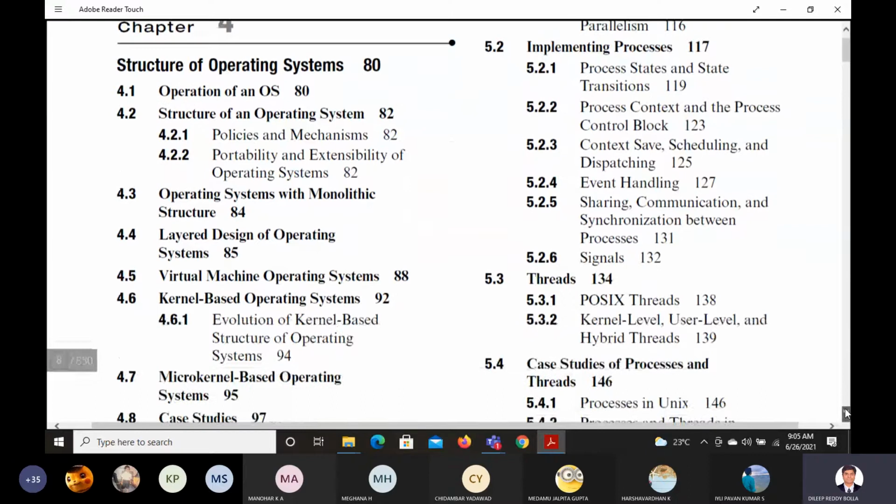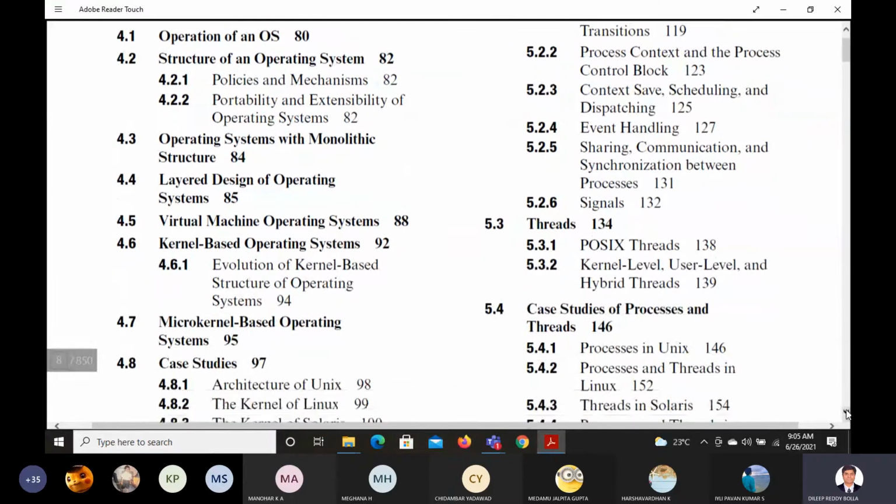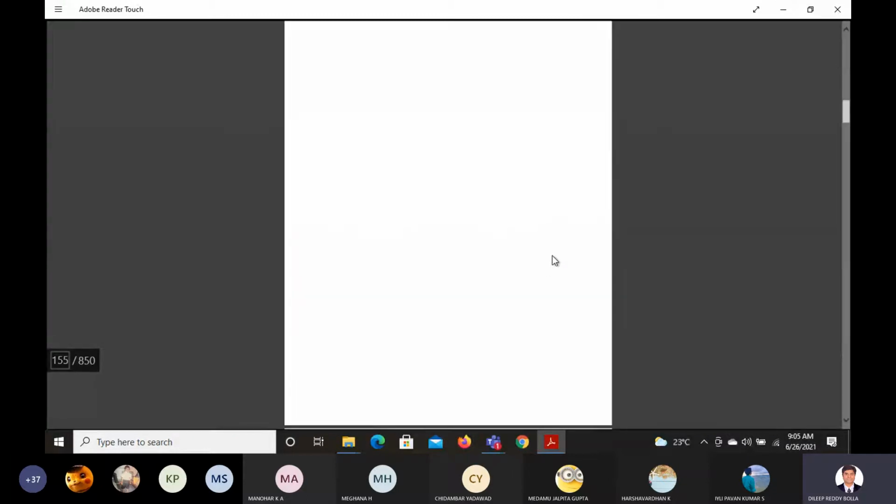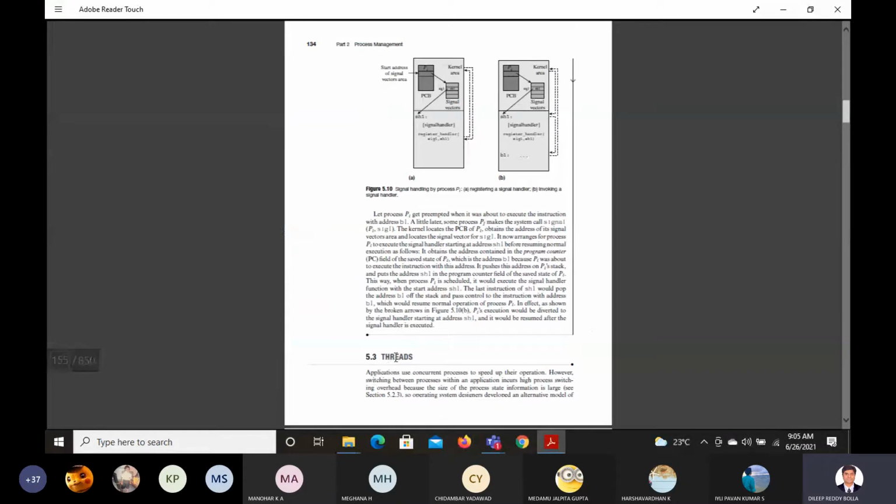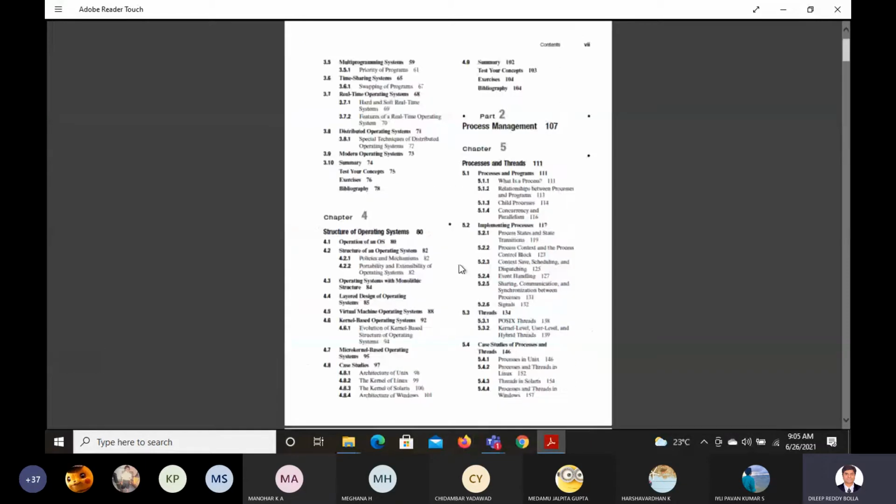In threads also, you should know what is meant by a thread, what is meant by kernel level thread, user level thread, all that. This concept you need to know, kernel level and user level thread. If you click on this concept, it will move on to that concept. Again you click back, it will go to the index. Is that clear? Did you understand how to navigate?